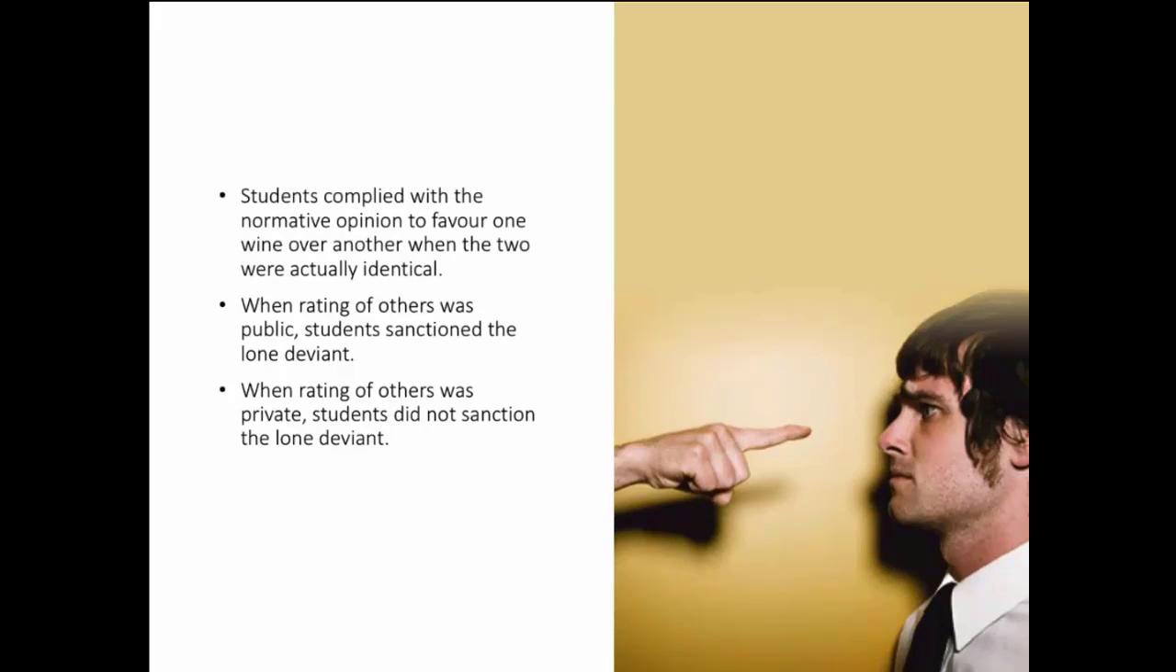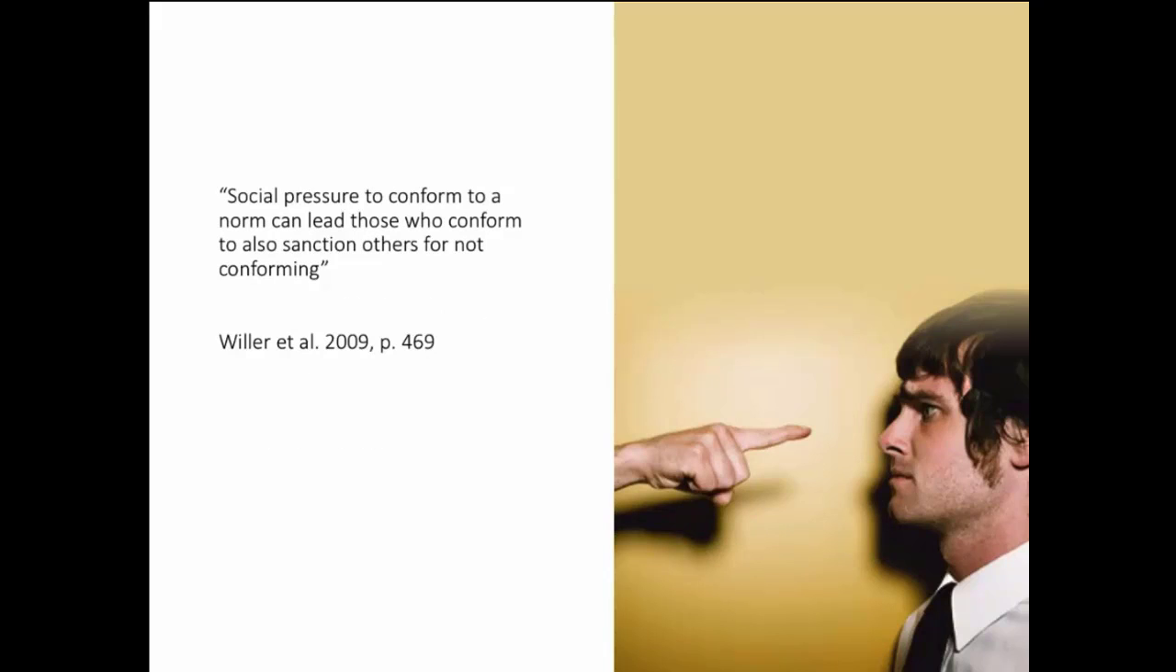So if that person said the truth, I also followed social pressure, but now nobody is going to see. There is no public component of this whole thing. Nobody is going to see what I say about the lone deviant. Then suddenly I don't sanction the person anymore, even though there is no difference. So the storyline here is that social pressure to conform to a norm can lead those who conform, even though they might not believe in it, to also sanction others for not conforming. And that's evidence for false enforcement.